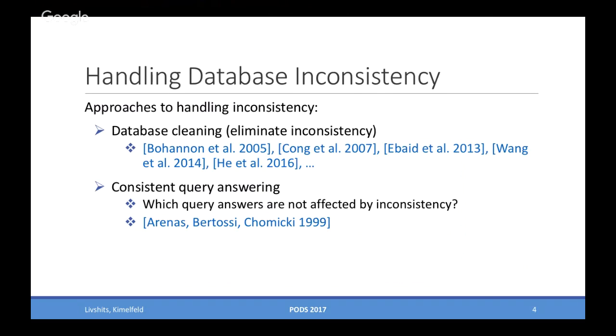There are two main approaches to handling inconsistency. The first one is database cleaning, where the goal is to clean the database, to remove the inconsistencies, and to have just one good repair of the inconsistent database. The second approach is consistent query answering, where we do not clean the database and it remains inconsistent. However, for each query, we only want to return the answers that are not affected by inconsistency. That means we only want to return the answers that will appear in every possible repair of that inconsistent database. To understand this, we must define a repair.